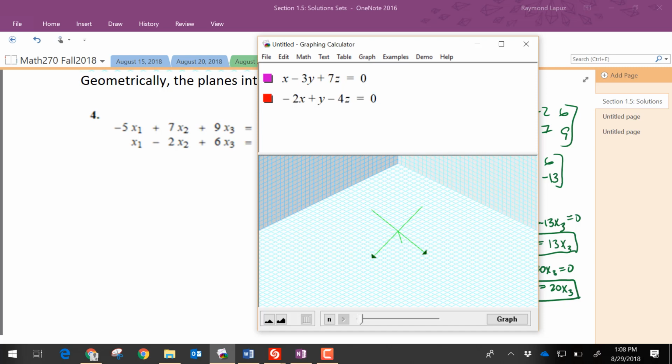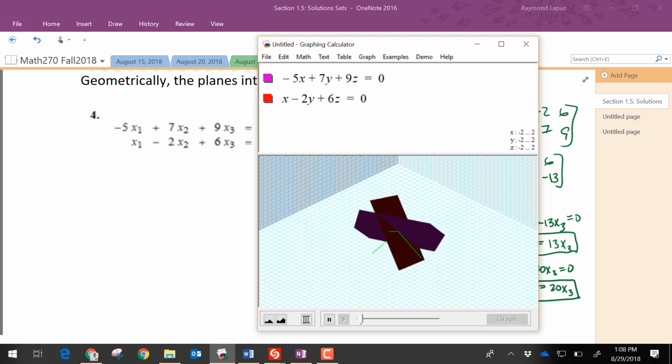We have a -5x plus 7y plus 9z equals 0. And then our second equation is x minus 2y plus 6z equals 0.